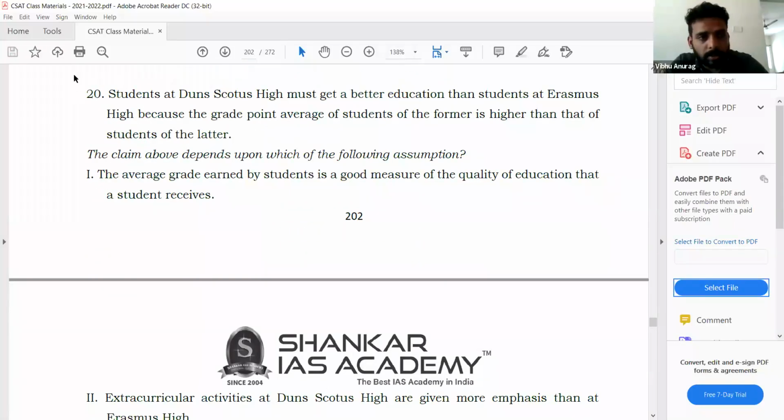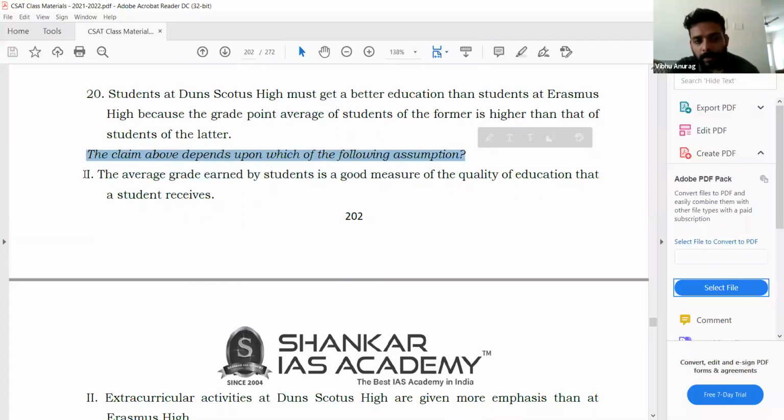And the last question, students at Duns Scotus High must get a better education than students at Erasmus High because the grade point average of students of the former, meaning Duns Scotus, is higher than that of students of the latter. The latter is Erasmus High. So this person believes that students at Duns Scotus are getting a better education because their GPA, or the grade point average, is higher. I'll explain it after question 20. So the claim above depends on which of the following assumptions.